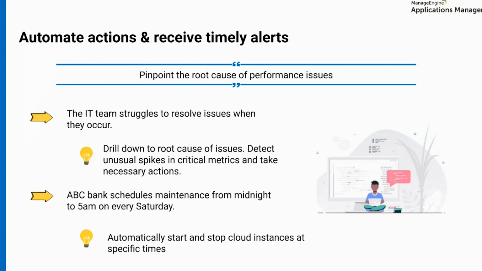So during this particular time period, you need to make sure these EC2 instances do not send a false alert, so that once this scheduled maintenance is completed, only then you get an alert. For this particular activity in Applications Manager, you can use the downtime scheduler.